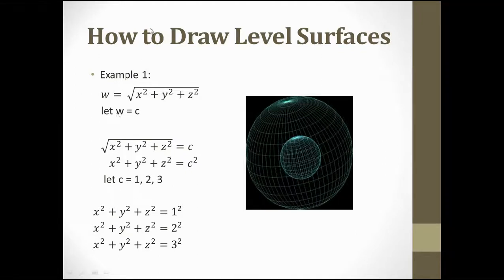So now we have w equals the square root of x squared plus y squared plus z squared. The first step we take is to let w equal c. Then we have the square root of x squared plus y squared plus z squared equals c. And with some modification, we can easily get x squared plus y squared plus z squared equals c squared. The next thing we do is to let c equal any values, for example 1, 2, and 3. So we have these three equations of spheres. Let's take a look if we have different c values.